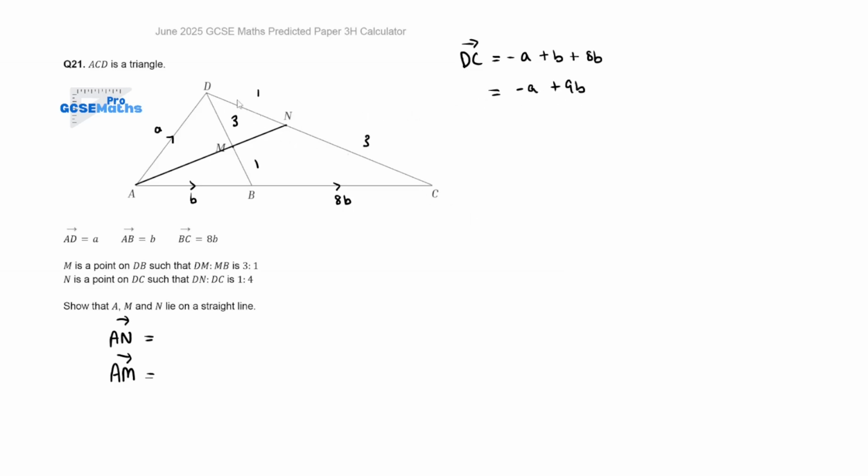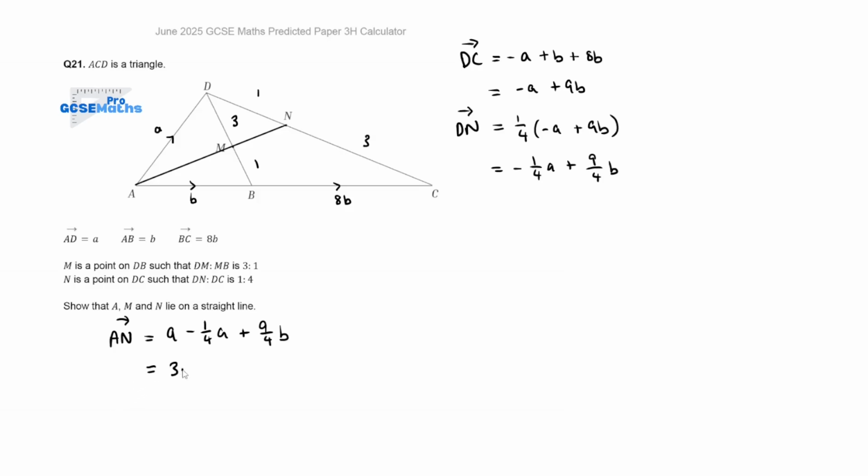Now, I don't want the whole of DC, I just want a smaller part of it. So this is where we turn our ratios into fractions. That's obviously 1/4, isn't it, of the whole line. So for D to N, 1/4 of minus A plus 9B, which I will also expand. So that's minus 1/4 A plus 9/4 B. Now I can come back to A to N. A to N was A plus DN, so that's actually minus, isn't it? Minus 1/4 A plus 9/4 B. Obviously, again, simplify any of that you need to. So that would be 3/4 A plus 9/4 B.